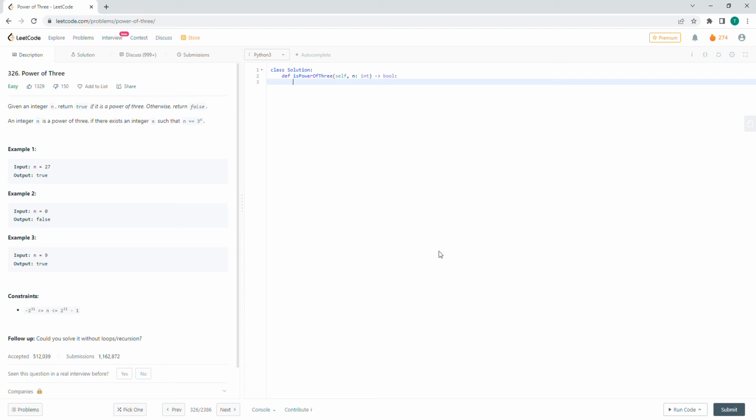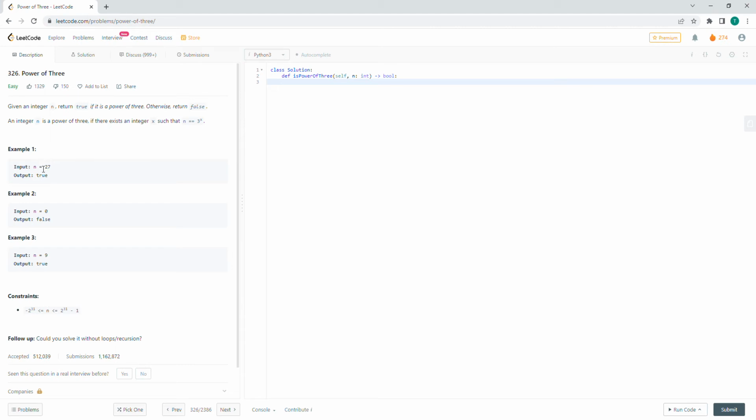Welcome to August 24th LeetCode Challenge, Power of 3. Given an integer n, return true if it is a power of 3, otherwise return false. An integer n is a power of 3 if there exists an integer x such that n is equal to 3 to the power of x, or 3 to the x.